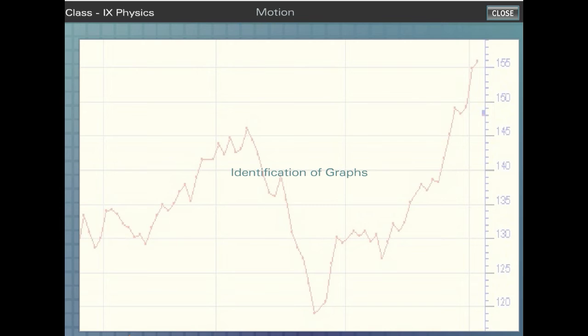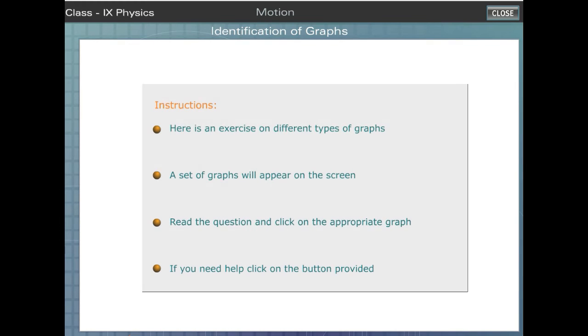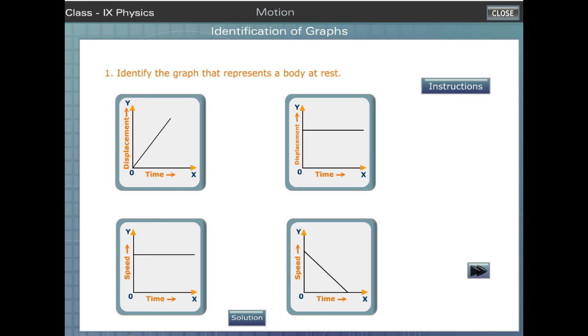Identification of graphs. Here is an exercise on different types of graphs. A set of graphs will appear on the screen. Read the question and click on the appropriate graph. If you need help, click on the button provided. Identify the graph that represents a body at rest.